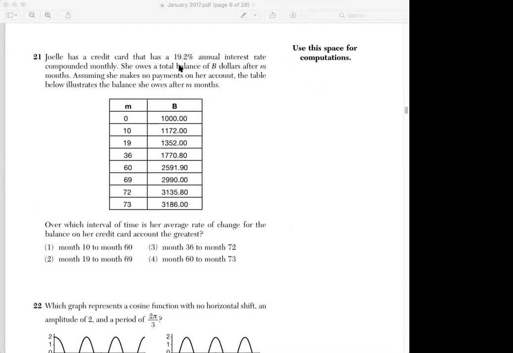Okay, Joella has a credit card, compounded monthly. She owes a balance. Maybe we can do this, assuming she makes no payments. Over which interval of time is her average rate of change for the balance on her credit card the greatest? So this is an average rate of change. So month 10 to month 60.